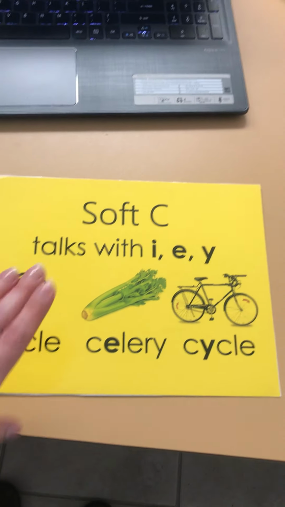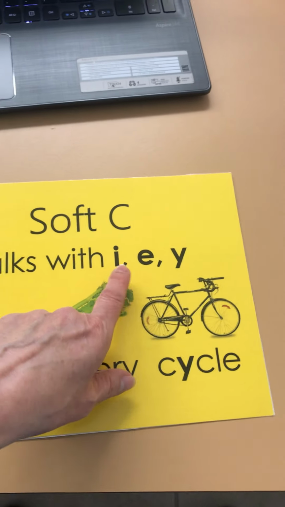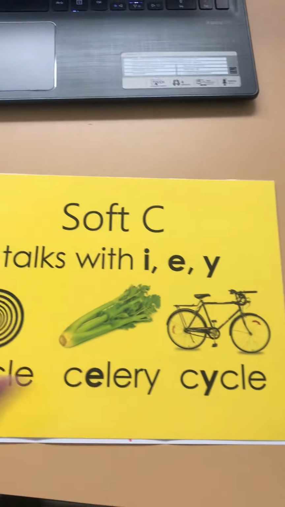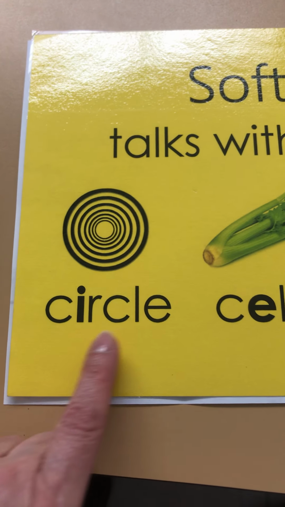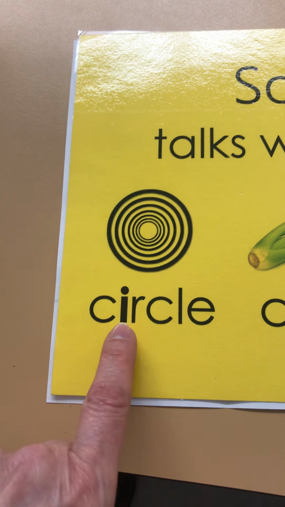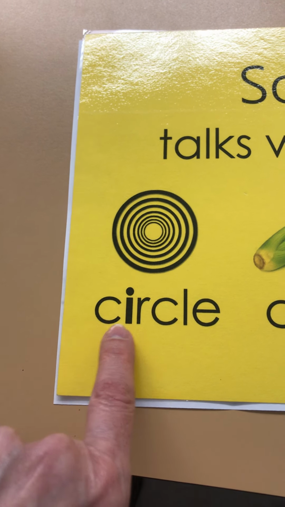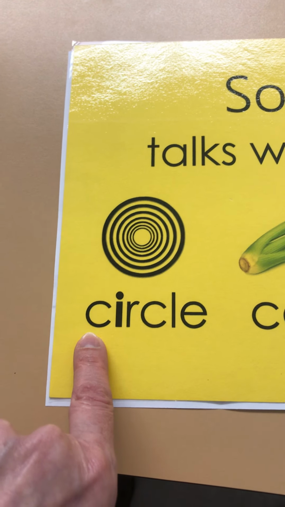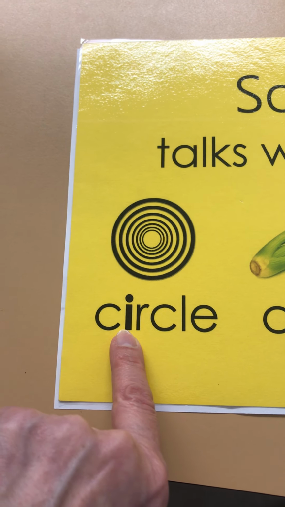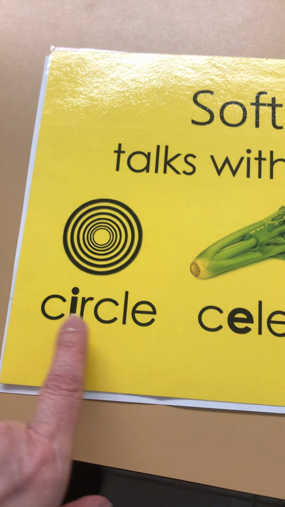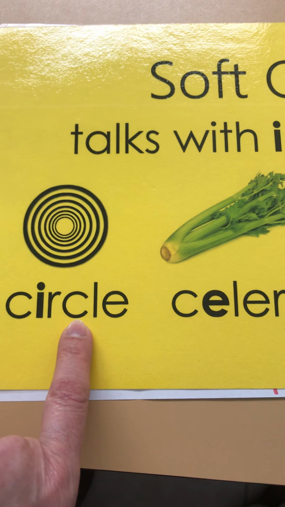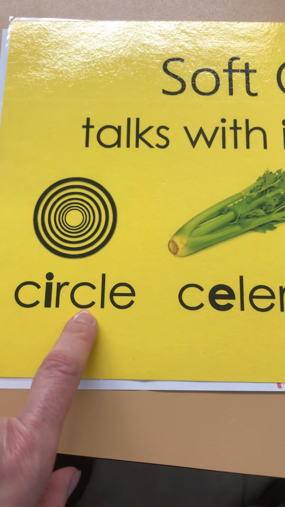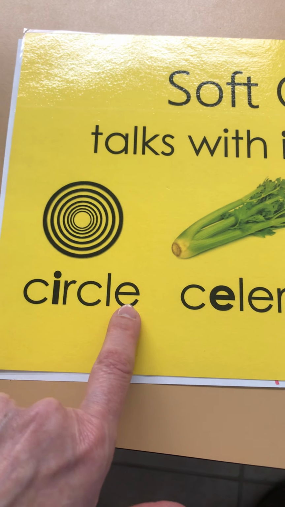You're going to hear that sound of C when the C is followed by an I, E, or Y in most cases. Not all, but most. Like for instance, we had the word circle. See how the S, it sounds like a C or S because it's followed by an I. But then this part of circle, well, it's followed by a consonant, so it sounds like the hard C, circle.